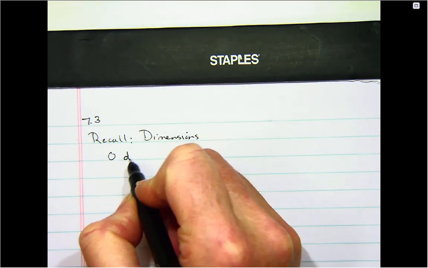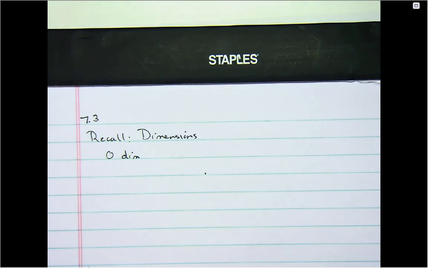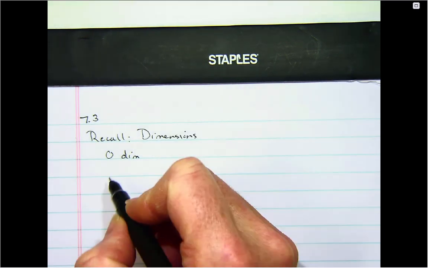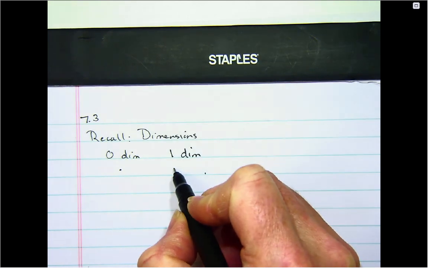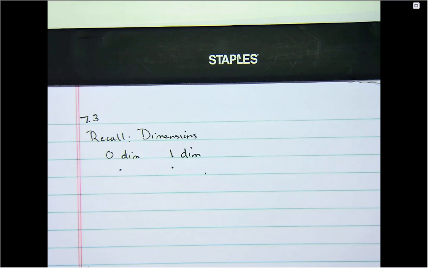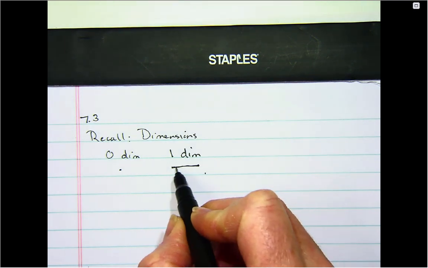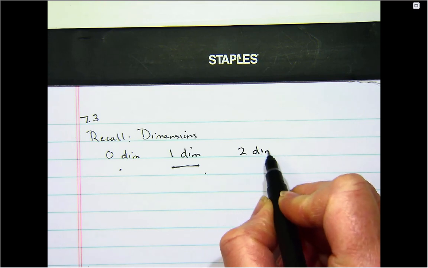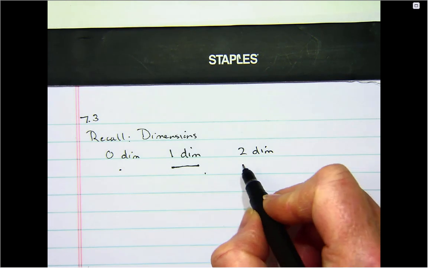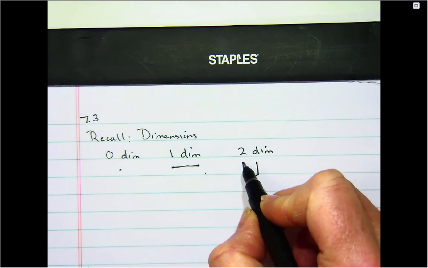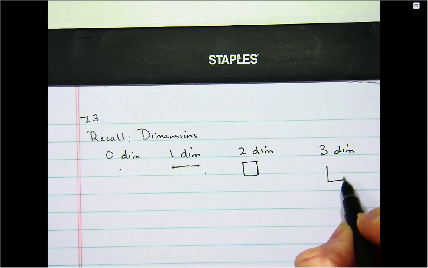And what did we draw that was 0 dimensions? A dot, yep, a point. Or 1 dimension was next. And what did we draw for 1 dimension? A line, good. 2 dimensions, what did we draw for that? Square. 3 dimensions, we drew a cube.